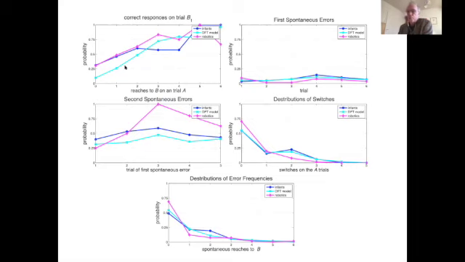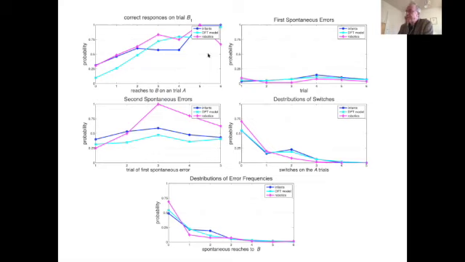These are different probabilities you can compute from the data. For instance, here is the probability of making a correct response on the first B trial as a function of how many reaches there were to B on an A trial. Remember, these are the spontaneous errors. And what you see is the more times you go to B on an A trial, the higher the probability to be correct on the first B trial, so not make the mistake. So this is evidence for that correlation that I pointed out last time.